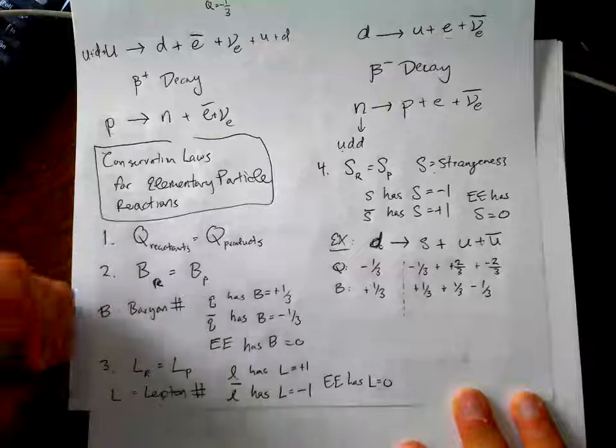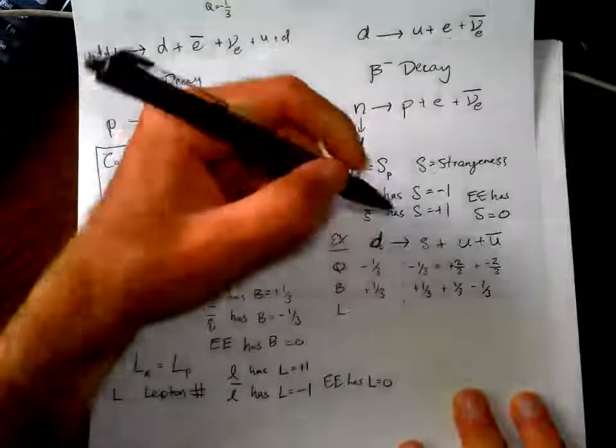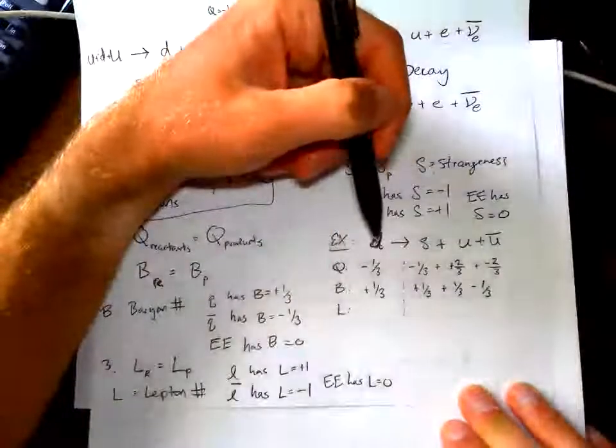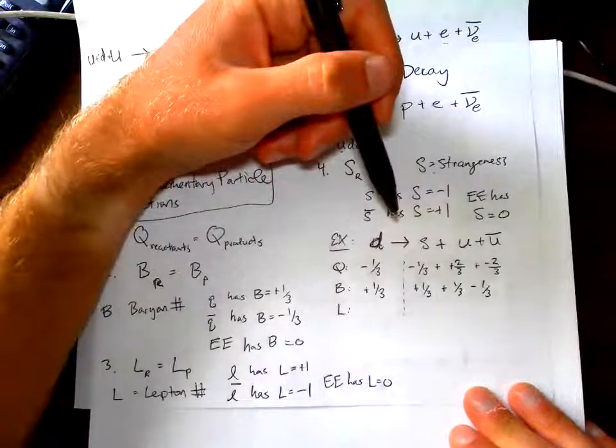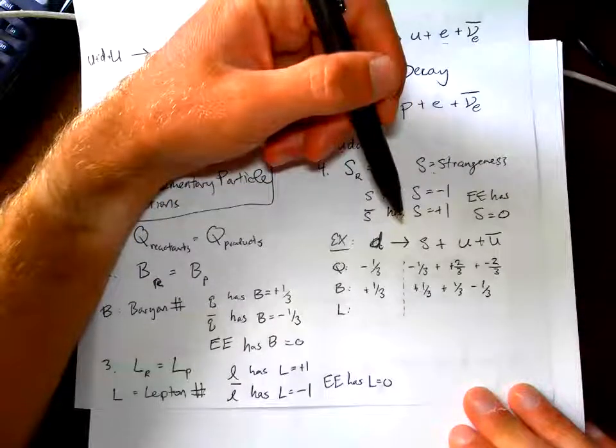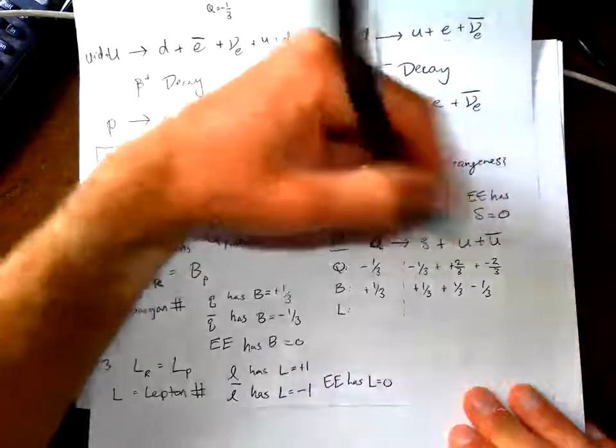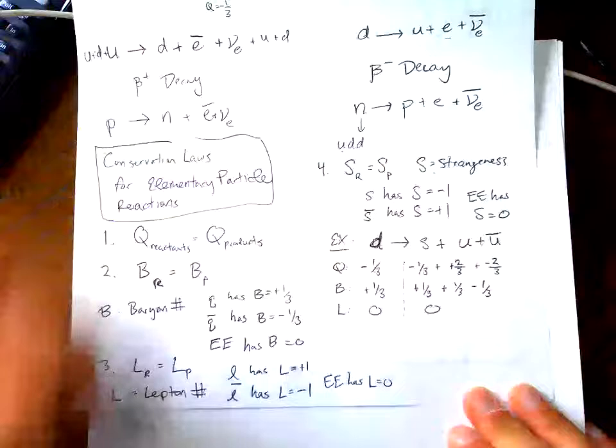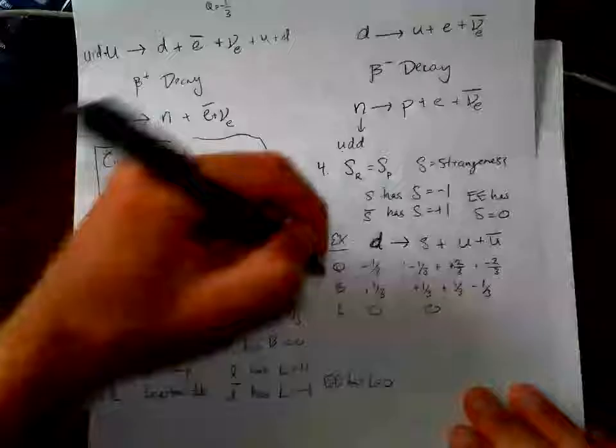If we look at lepton number, the only things that have lepton number are electrons, muons, neutrinos, that sort of thing. These are quarks. Quarks have a lepton number equal to 0, so we just have 0 equals 0. So lepton number is conserved.